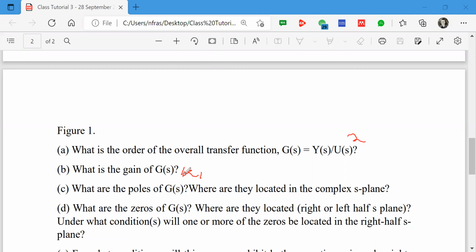All right, it's fine. And now we go to C. What are the poles of G(s)? Where are they located in the complex s-plane? If you have been consulting your notes, it should be very easy for you to go forward with.